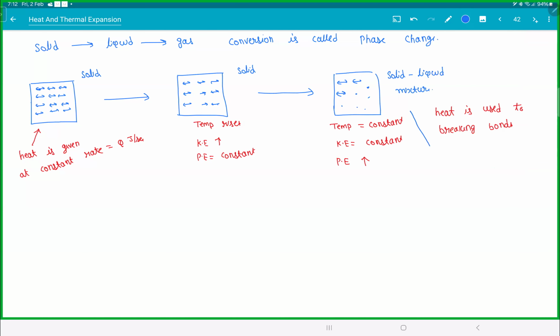Now, if you continue to increase, you'll become completely liquid. And if you continue to increase, liquid temperature rises. The molecules are moving more randomly, right? So again, kinetic energy increases, potential energy is constant.